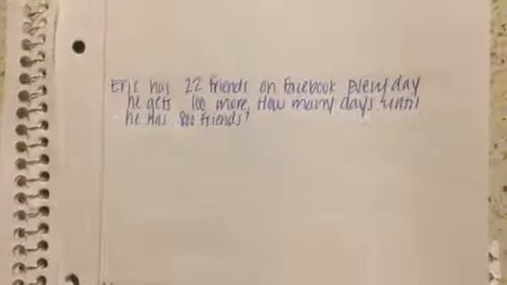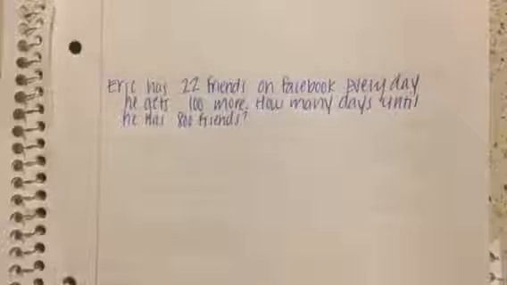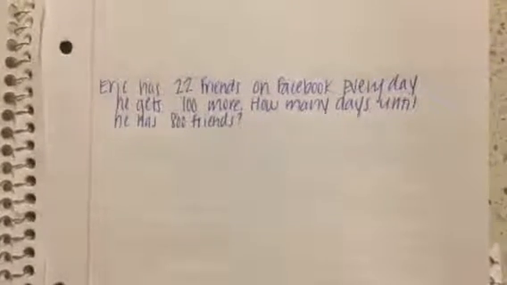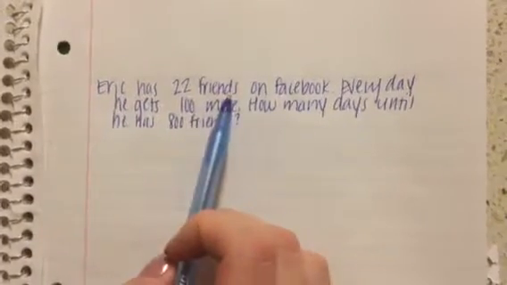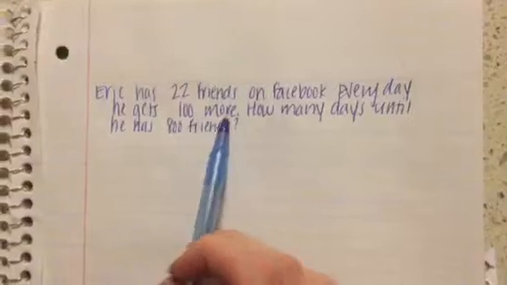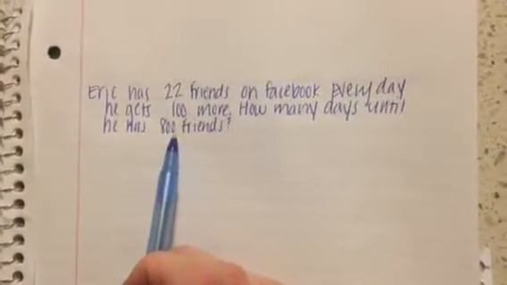Now we're going to work on learning target 1D, which is creating an equation and an inequality from a word problem. Here's my first story. It says that Eric has 22 friends on Facebook. Every day he gets 100 more. I want to know how many days until he has 800 friends.